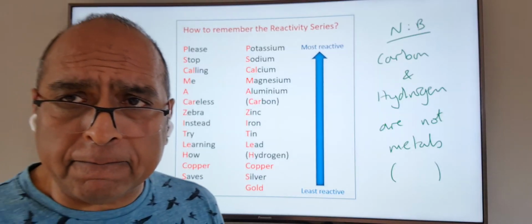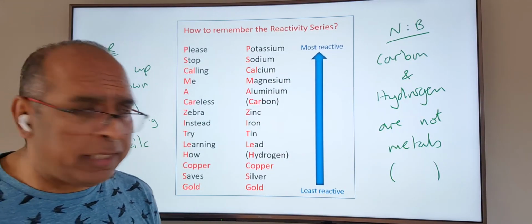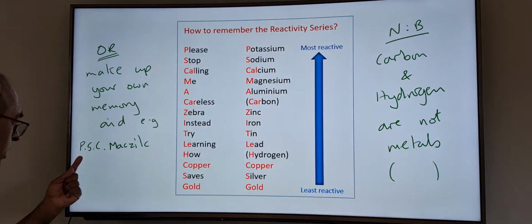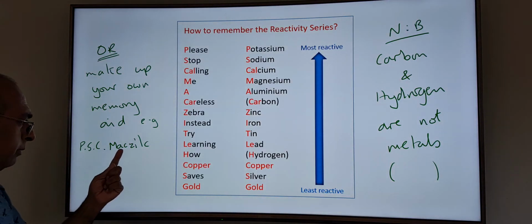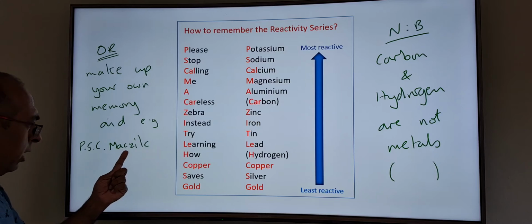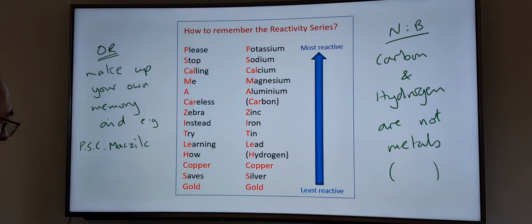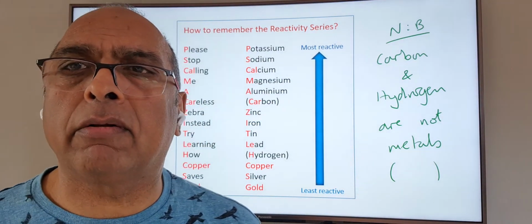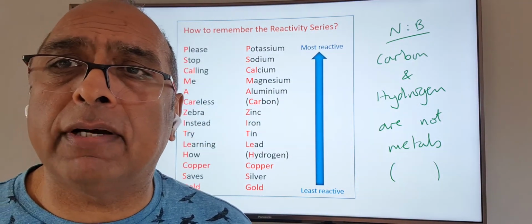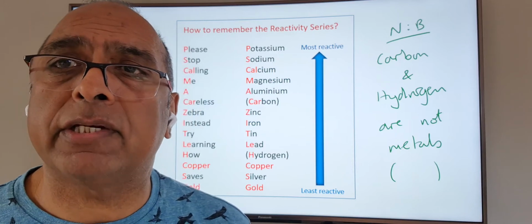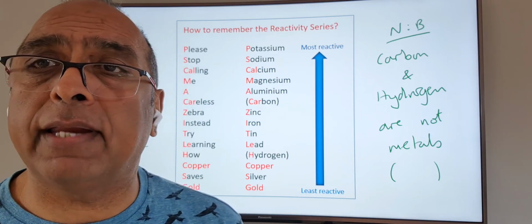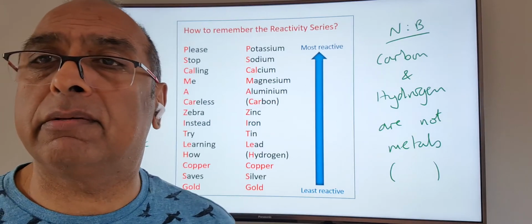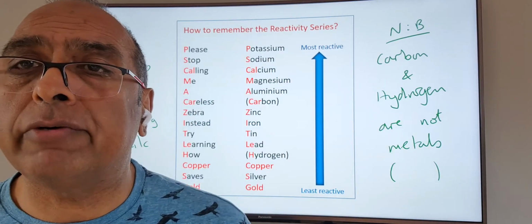In my chemistry when I was your age I learnt P, S, Z, Mazilk: potassium, sodium, calcium, magnesium, aluminium, carbon, zinc, iron, lead, copper. And that PSE Mazilk, when I was your age, I was told, is the initials of a famous person. PSE is his initials, Mazilk is his name. Learn PSE Mazilk and you can get some kind of short reactivity series.